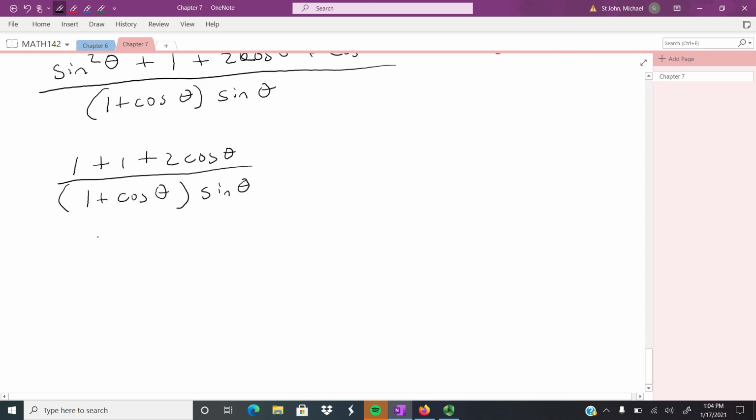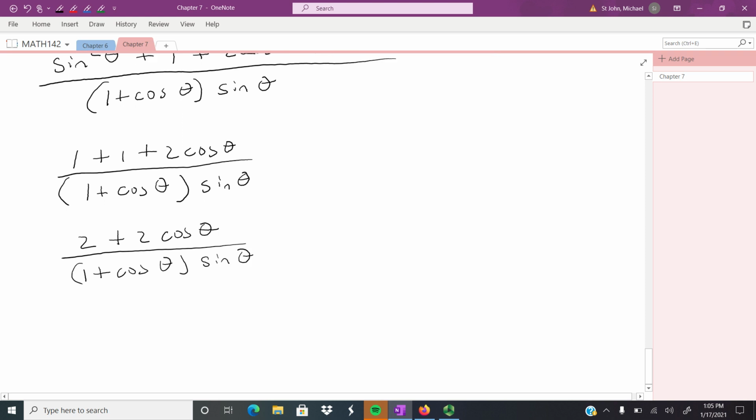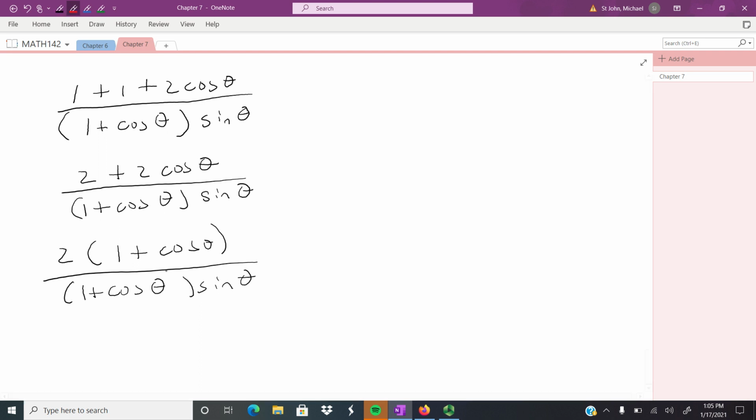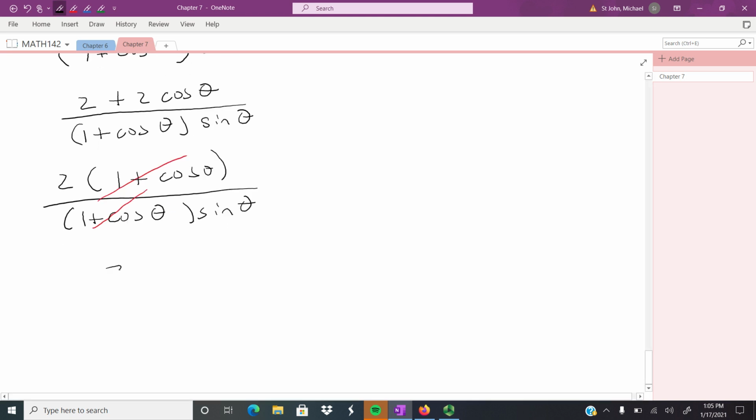Continuing with the top, this is going to give me 2 plus 2 cosine theta over (1 plus cosine theta) sine theta. And then I can factor a 2 out of the top, so this will be 2 times (1 plus cosine theta) over (1 plus cosine theta) sine theta. Okay. And then now the 1 plus cosines cancel out. And so we have 2 over sine theta.